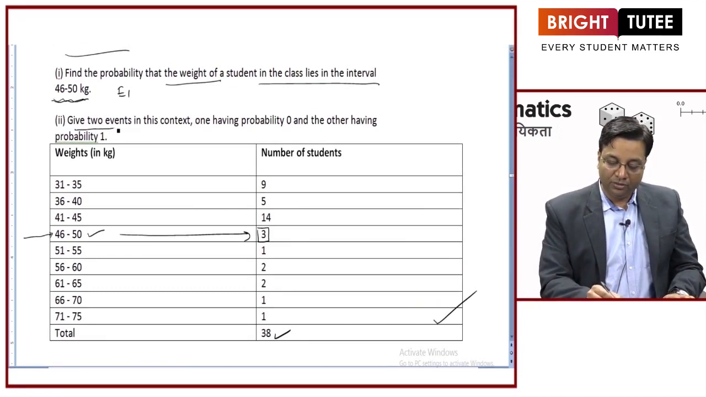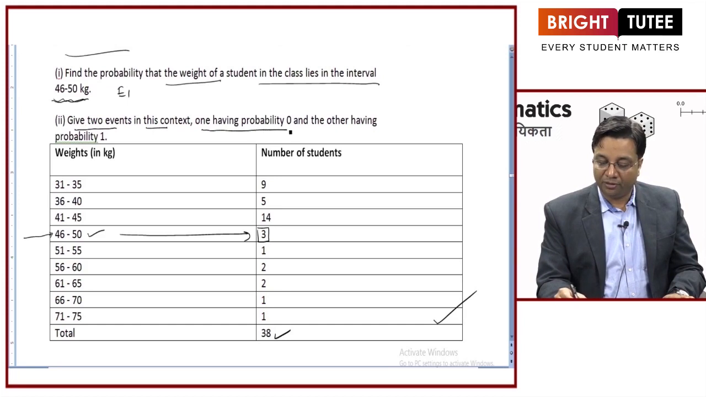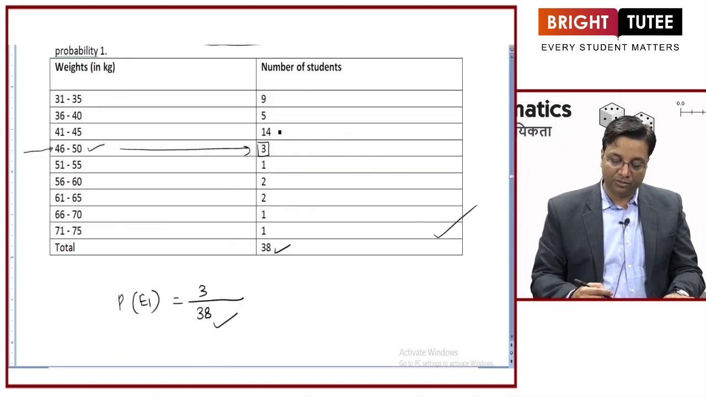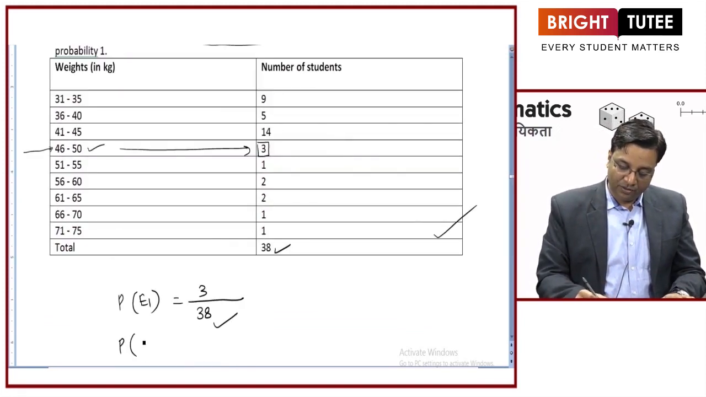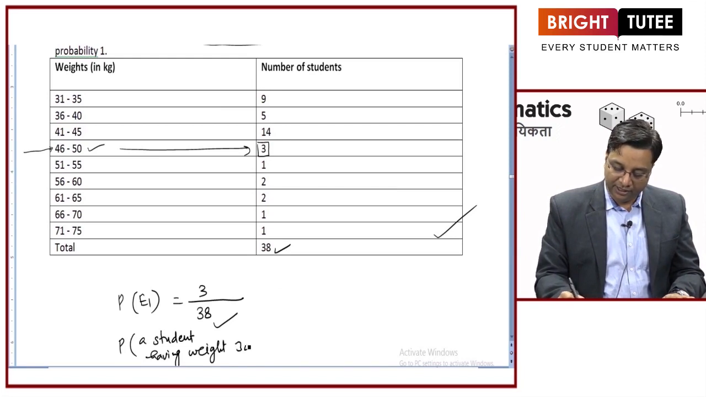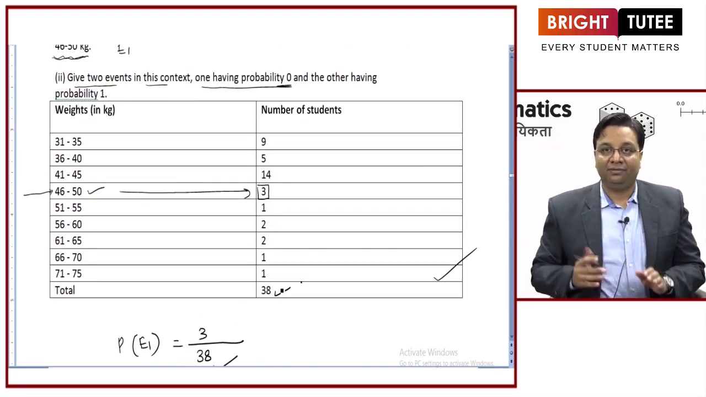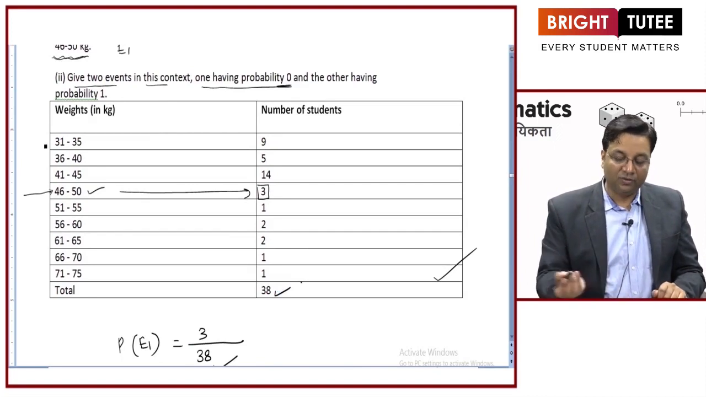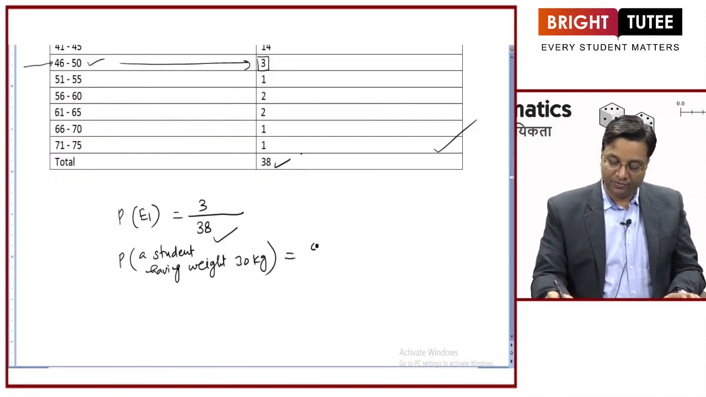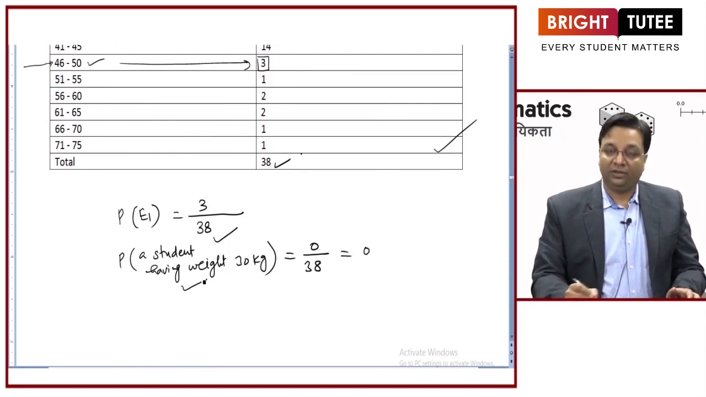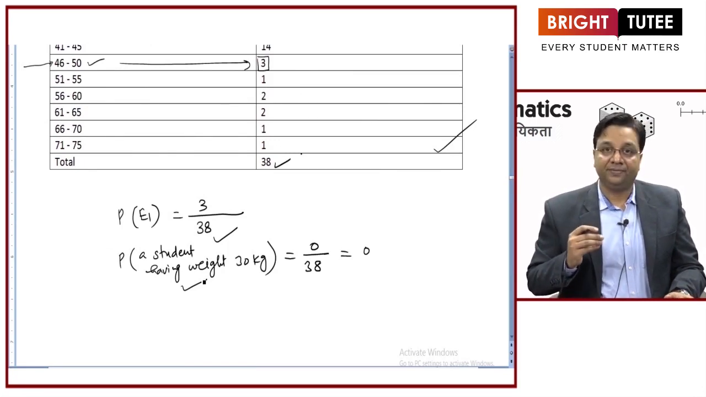Okay, give 2 events in this context, one having probability 0 and the other having probability 1. So if I ask you the probability of a student having weight 30 kg, how many students out of these 38 students have weight 30 kg? You will say no one, 0 number of students. So 0 by 38, that means the probability is 0 that a student will have weight 30 kg.